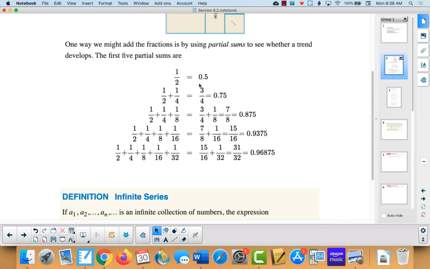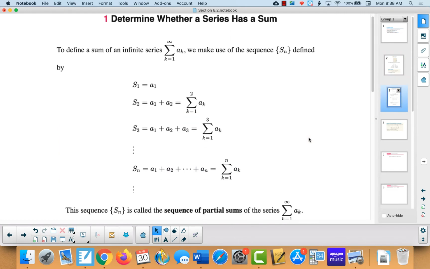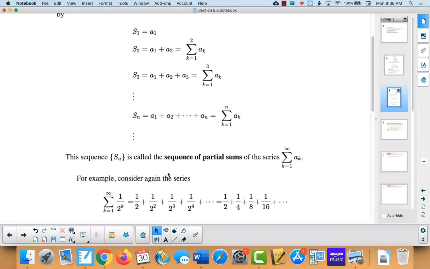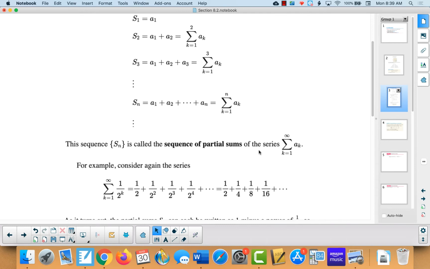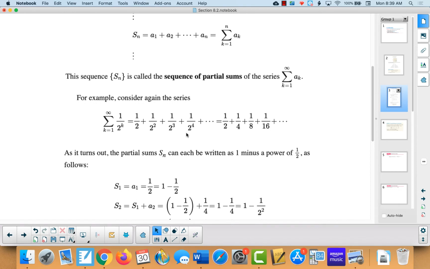We start with 1/2, and then we add that 1/4 and 1/8 and 1/16 and 1/32. We get closer and closer to 1. So the limit of that sum would be 1. That's an infinite series because we can go on with that indefinitely. So this summation notation represents the sum of an infinite series, S sub n. So we take that sequence of partial sums, add them all together, and get that infinite sum.